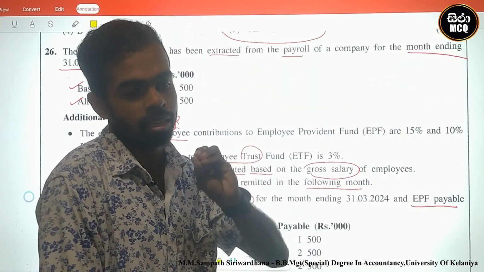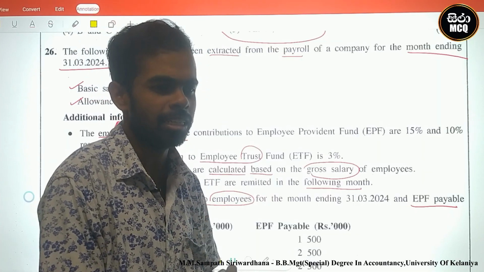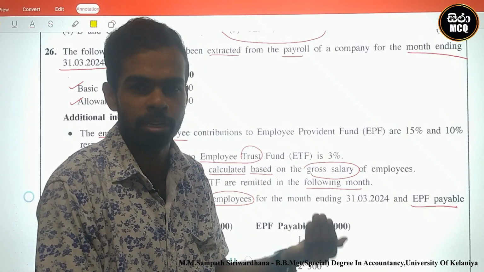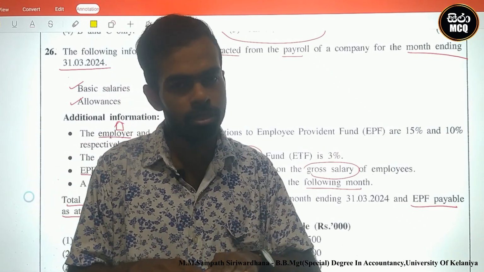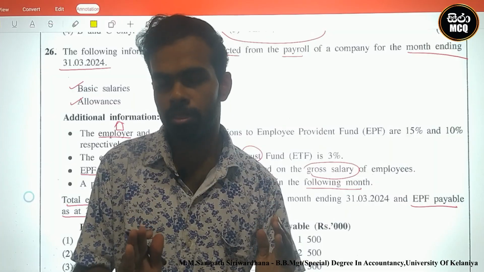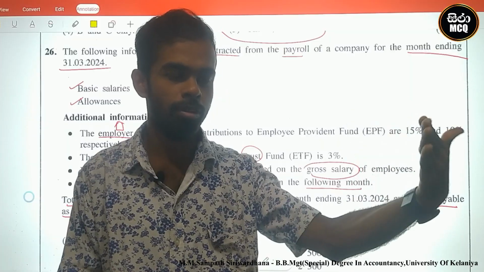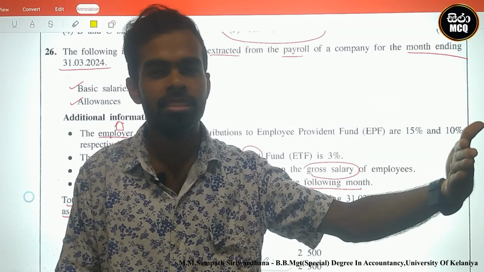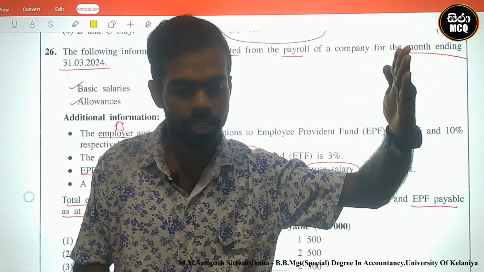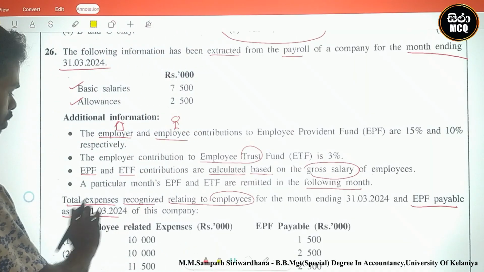Therefore, the current month's salaries and EPF and ETF are payable at the end of the current month. Why? Current month EPF and ETF are paid in the next month. Therefore they are payable at the end of the month. At the end of the month they are not paid; they are paid in the next month. Therefore at the current month end there is a payable. Okay, next is the requirement.